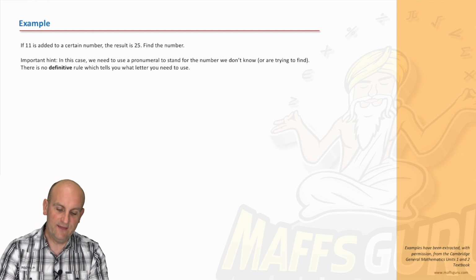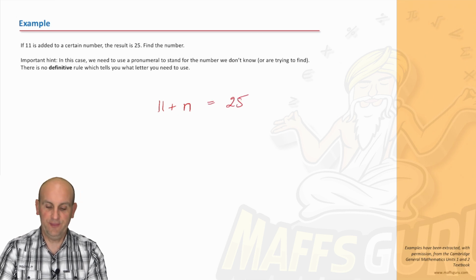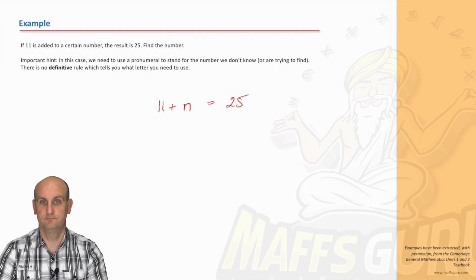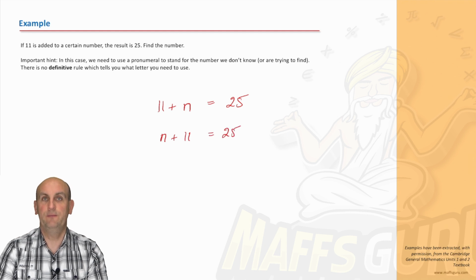So it says if 11 is added to a certain number, the result is 25. And ka-ching, thank you very much. We have just written our linear equation. N plus 11 equals 25. You could have written it the other way around. The number plus 11 is 25. Same.